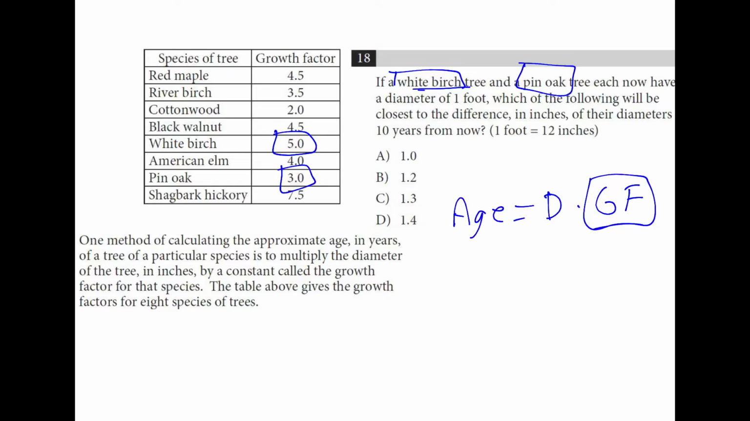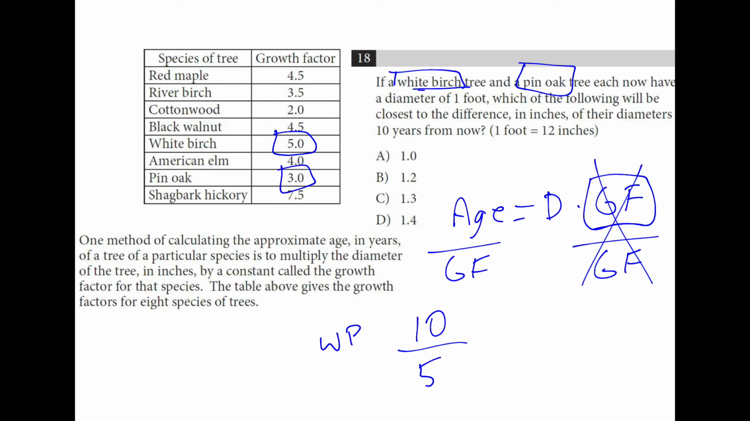We're looking at the difference in diameters of two different trees if they grew for 10 years. So to find the difference in diameter, we can divide both sides by the growth factor and get D all by itself. So the age is going to be 10. So for the diameter, we're going to look at 10 divided by the growth factor of 5 for the white birch. And for the pin oak, we're looking at 10 divided by 3.